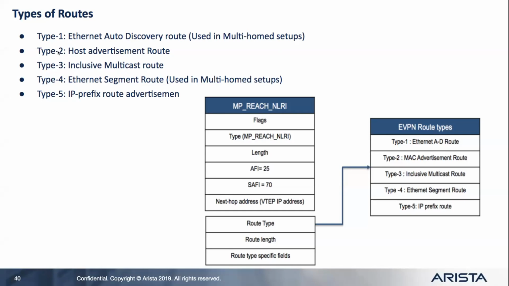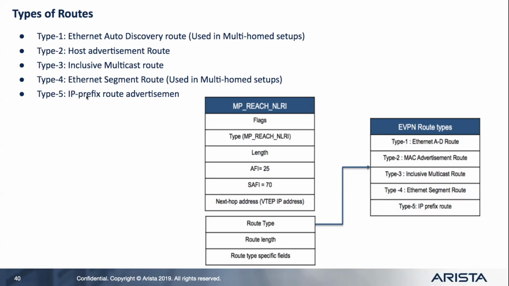Okay, type 2 is for host route advertisement. So that is for MAC advertisement and ARP advertisement, right? So MAC and MAC plus IP, that is ARP advertisement. Type 3 is inclusive multicast route, which is for advertisement of IMET routes, basically flood list, right? So that is to advertise the flood list.